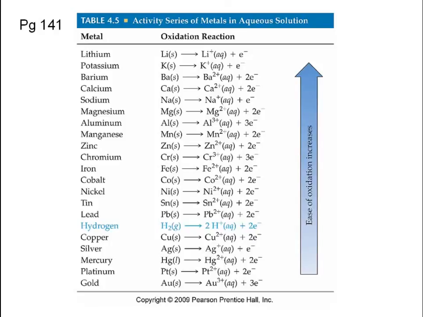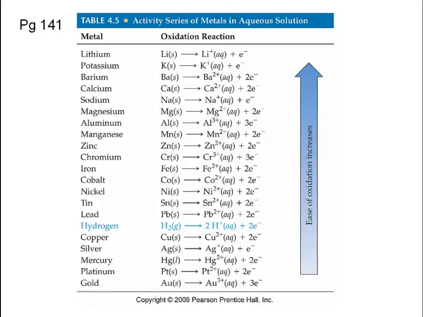When using this activity series, if you are dealing with a single replacement that has lithium as a single element, say lithium reacting with calcium oxide, you'd look at lithium at the very top of this chart, and calcium is a few below it. Lithium is more reactive than calcium, so that reaction is going to take place. Lithium will come in and take the oxygen from the calcium, leaving calcium by itself and lithium in a bonded compound with oxygen. This list is very important.